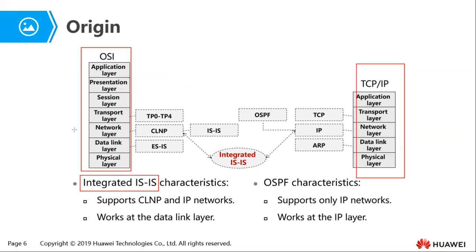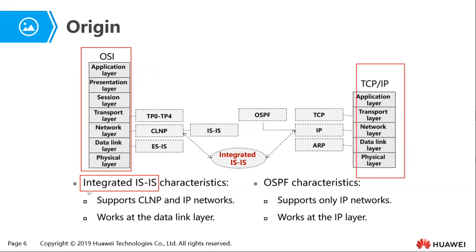We said that after OSI, what do we call it? ISO, International. When ISO developed IS-IS for CLNP, IETF extended it in order for it to work on IP networks. And that is when the name was changed to integrated IS-IS. But we're not going to be saying integrated IS-IS, we're just going to refer to it as IS-IS.